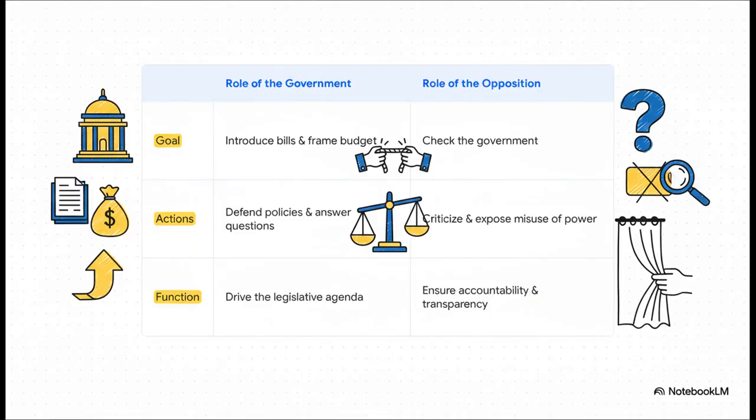And it's a classic power play, right? The government, the side with the majority of seats in the Lok Sabha, gets to drive the car. They introduce the laws, they set the budget, and the opposition, their job is to be the ultimate watchdog, to question everything, to poke holes in policies, and to make sure the government is held accountable. It's this essential push and pull that makes a democracy healthy.